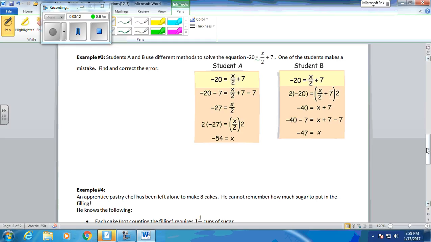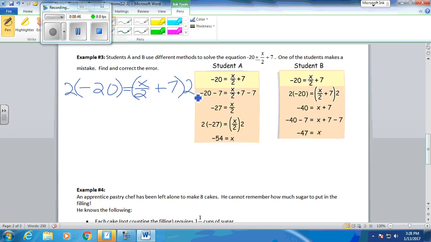So I'm just going to rewrite the problem and put negative 20 equals x divided by 2 plus 7. And this technically has a fraction in it. So I can say, okay, I'm going to go ahead and multiply both sides by 2. And it's okay to put your 2 on the right side here if you don't have room next to your equal sign. So look to see, did anybody start doing that? Well, student A didn't necessarily do that. Student B did. Does that mean that student A's work is incorrect?